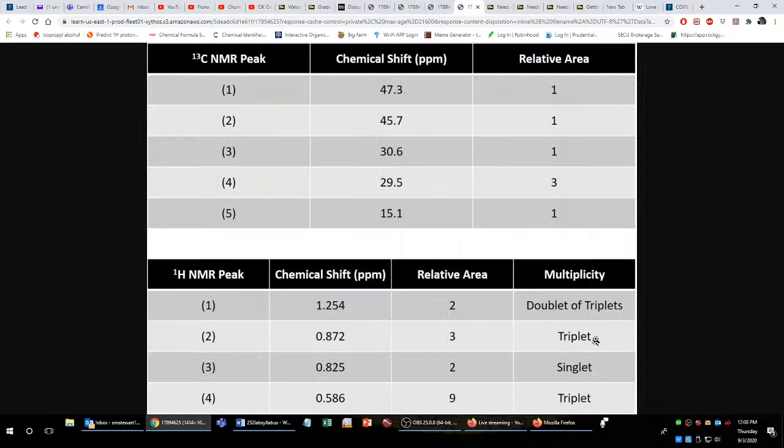So since this has an area of 3, it tells us that carbon E, or hydrogens on atom E, correspond to the second peak. So I'll bring back up the summary really quick for you.